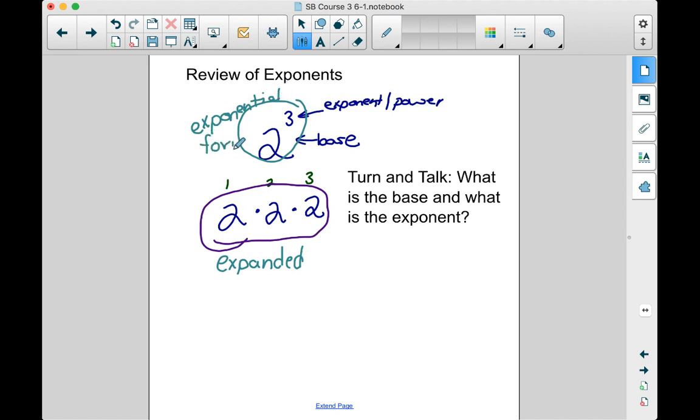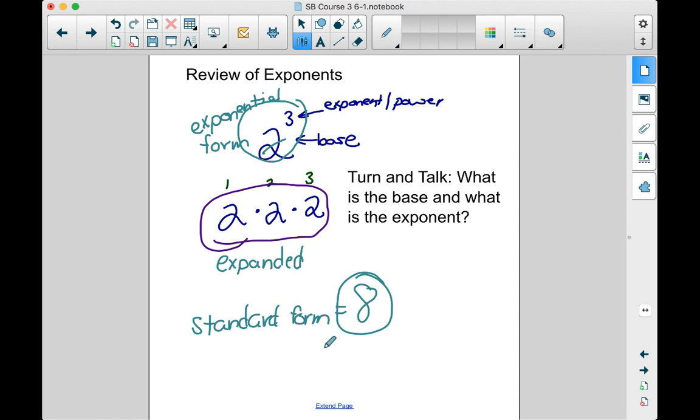And the reason we call that the exponential form is because it's written with a base, and you guessed it, an exponent. Then there's one other form that we have, and it's called the standard form. And it is when we simply write the value. So 2 times 2 is 4, times 2 is 8. So in this case here, 8 would be our standard form.